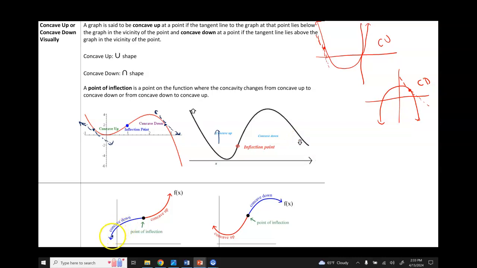Again, this is concave down because here, if you notice, we're facing down, facing down, facing down. And then here we start facing up, facing up, facing up. Same thing here, concave up, we're facing up. Inflection point, facing down, facing down, facing down. So concave up, concave down.